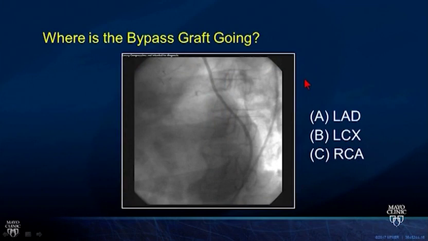So here's a still frame image, and based on knowing where the walls are and what the view is and where the coronaries are, you should be able to tell then where's this bypass graft going. So go ahead and answer this question. Where's this bypass graft going?